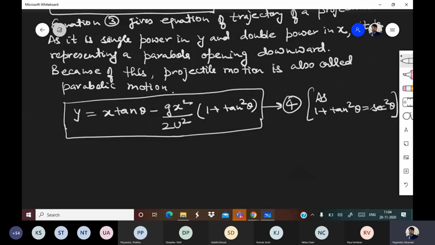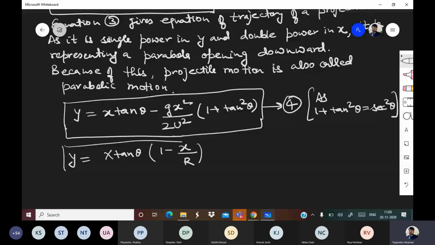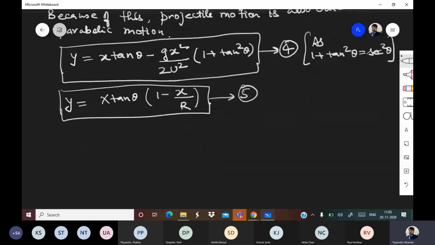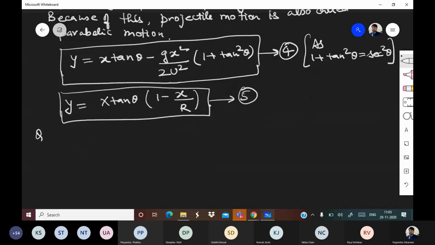Now the same equation can also be written as y is equal to x tan theta bracket 1 minus x upon R. Okay. This is also representing equation of trajectory, but we use this when our range, horizontal range is given. Okay. Then we can use this formula. All these formulas are valid and applicable. We need to learn how to use them. Okay. Let me give you a question.